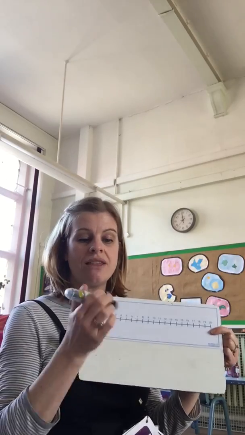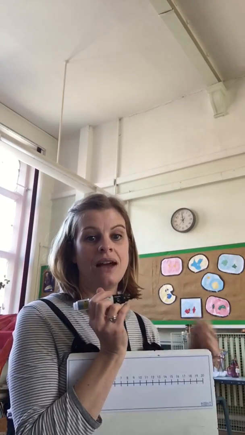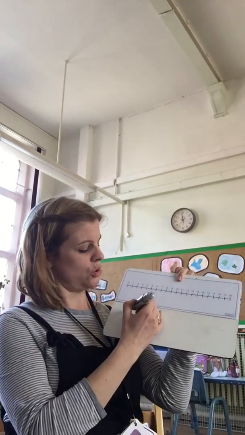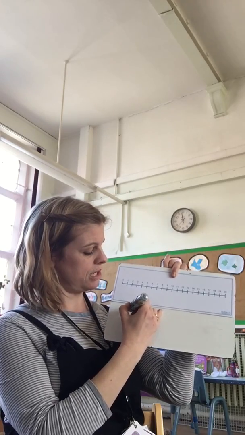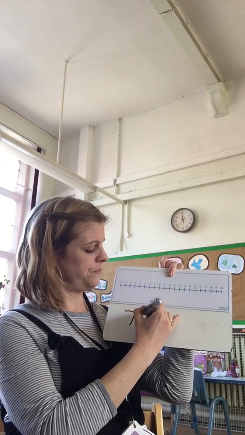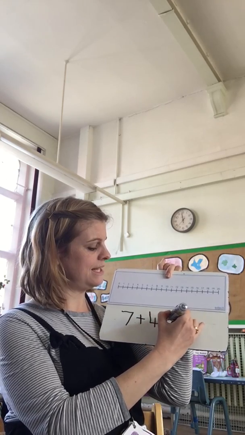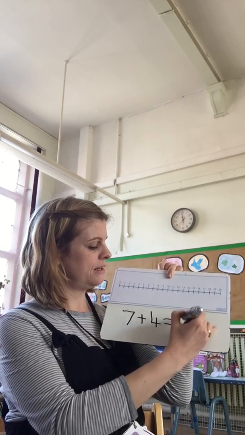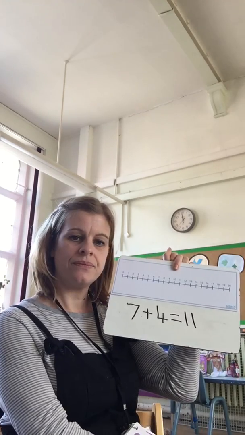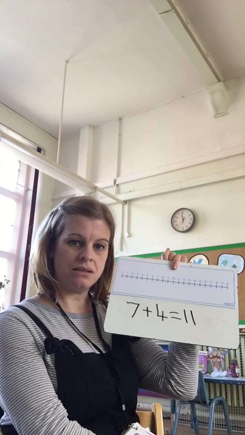11. If you're very smart, on your whiteboard, you could write that as a calculation. So on your whiteboard, you could write 7 add 4 is equal to 11. There is your first number sentence.